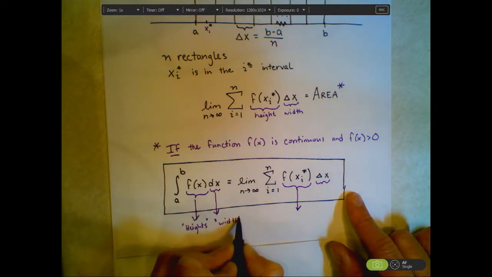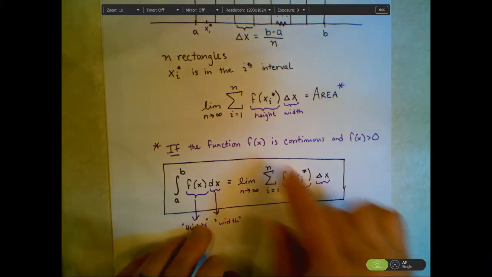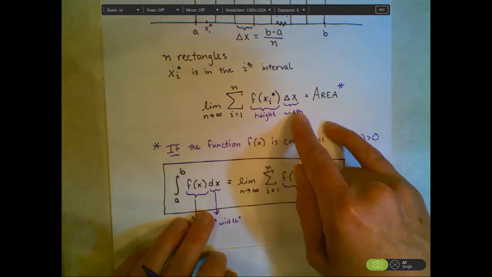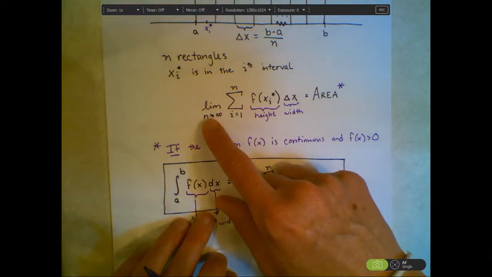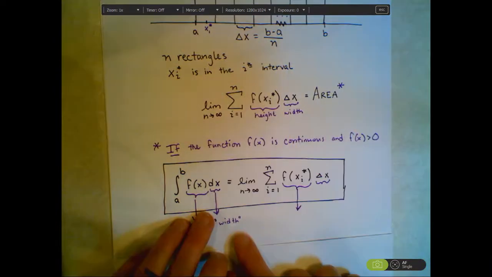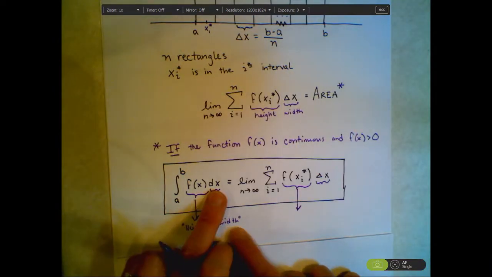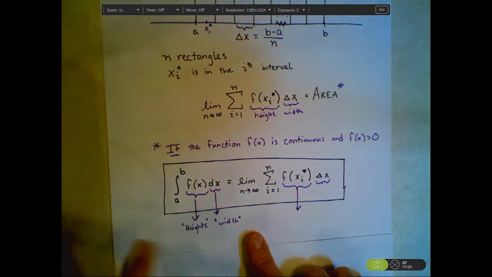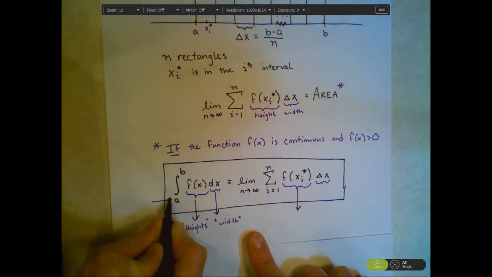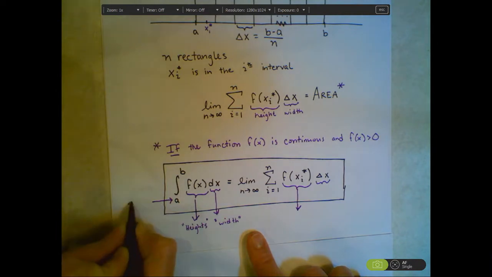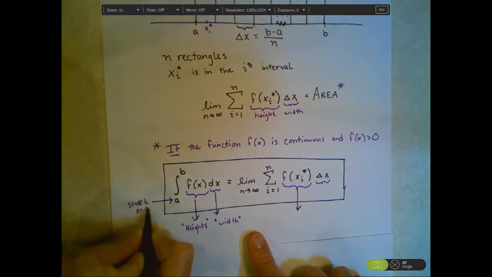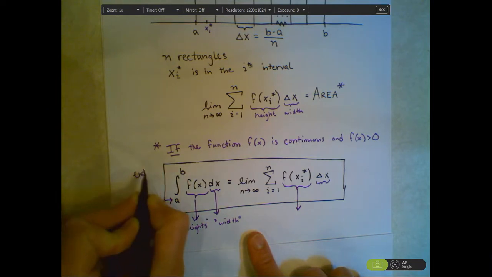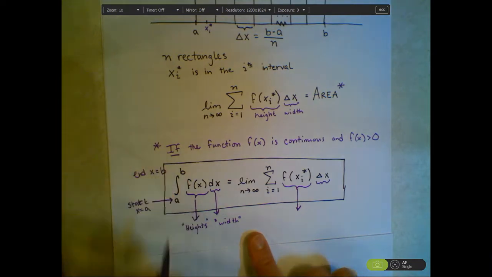Because this is the width, as the limit as n goes to infinity gives me these dx's. It's really telling me what I am taking my integral with respect to. Finally, this notation over here says that I start at x equals a, and I end at x equals b.